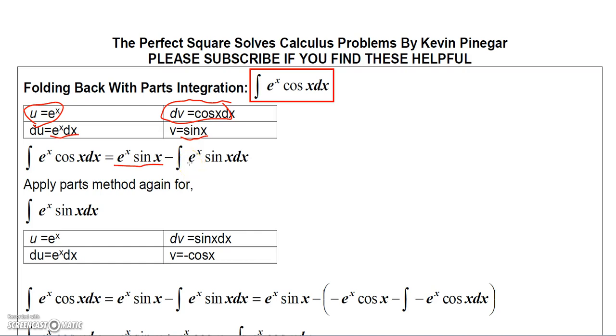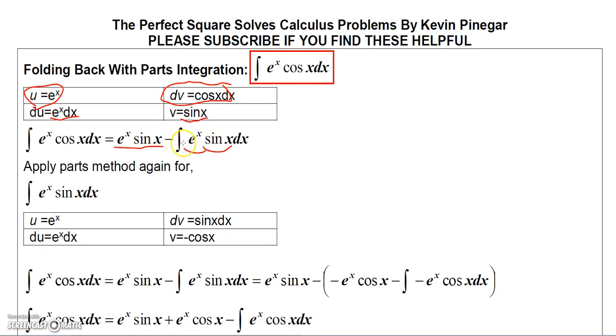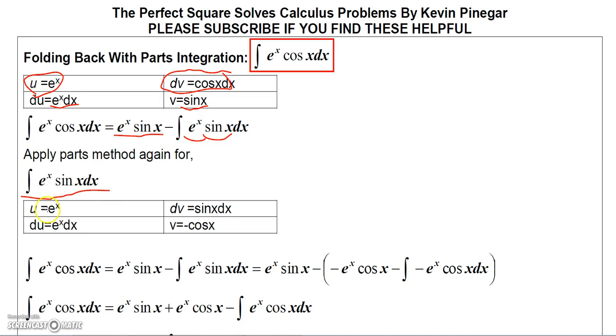So the integral v du would be sine x times e to the x dx. So that would just give me an integral for e to the x sine x. Now, let's apply the parts definition again, but this time let's do it for this e to the x sine x dx. So this time I'm going to let u equal e to the x, and then dv will be sine x dx. And then when you take the derivative of e to the x, just like before, you get e to the x dx. And when you integrate dv, you actually get v is minus cosine of x.